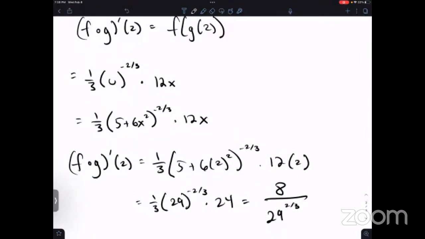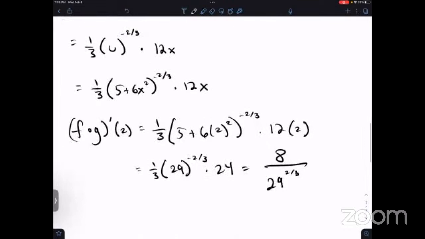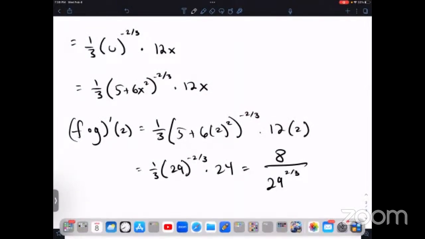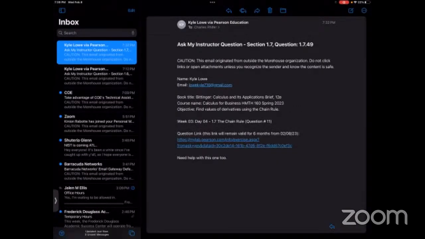Type an exact answer. See if we can submit this one and get some feedback. I feel like we can take it a little bit further. I was avoiding this, but it's okay. This one, right? This one. Go for it.